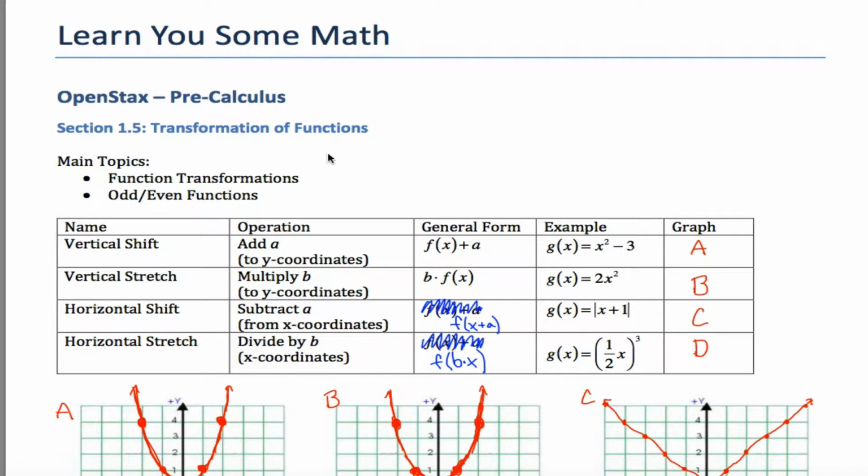All right, welcome to the full version of the section 1.5 summary from the OpenStax PreCalculus book. In this section, we're talking about function transformations, which is a hell of a topic, to be perfectly honest with you. It's a topic that gives a lot of students a lot of trouble.